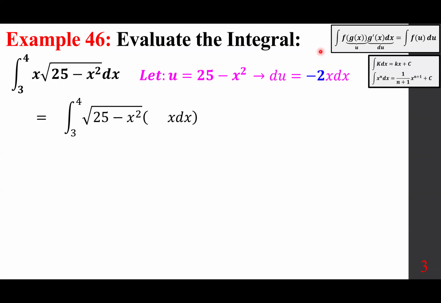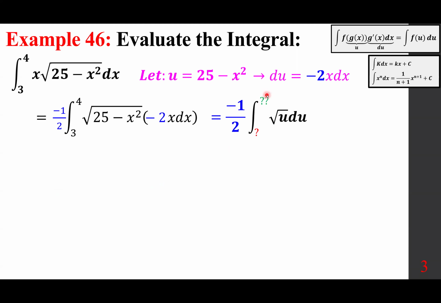And as I've mentioned, in most texts, they simply solve for dx. I don't like to do that when a number is missing. As you notice, -2 is missing, and you can only do that to numbers. So you can plug in -2 and undo it with its reciprocal, -1/2. So this is -1/2, the integral of square root of u du.